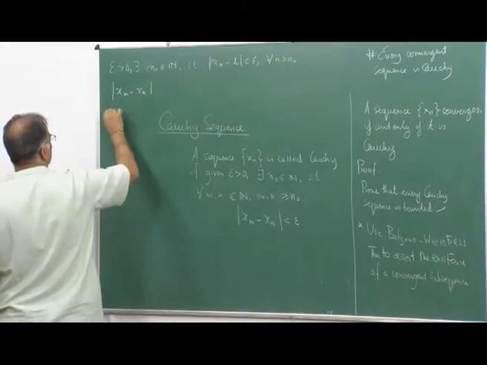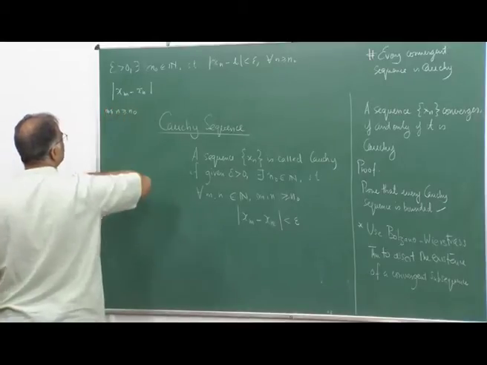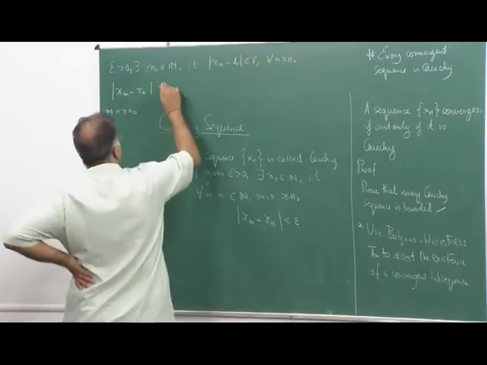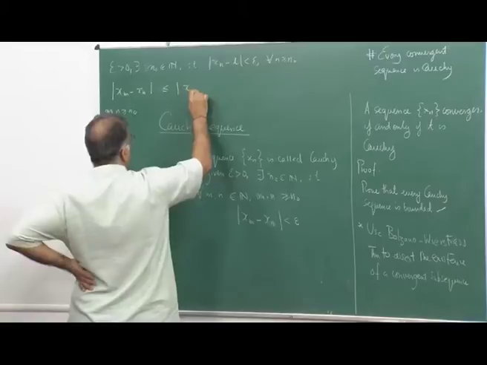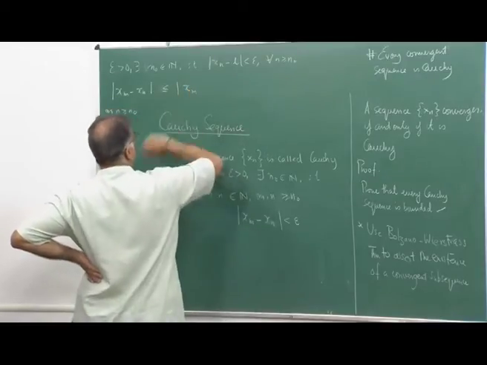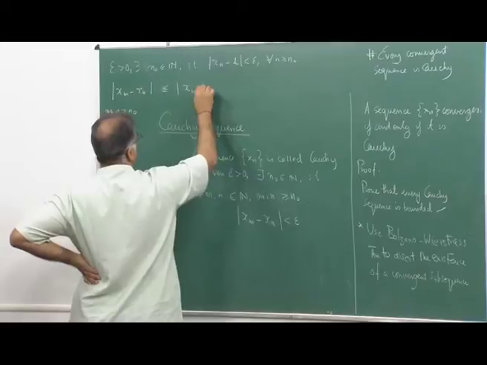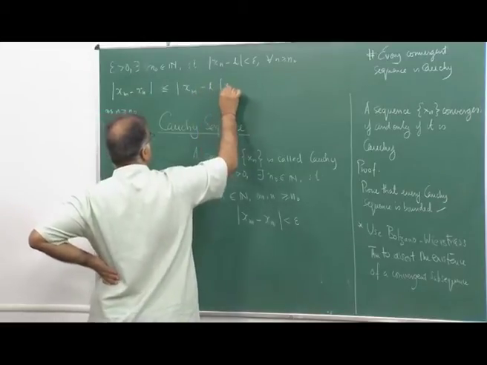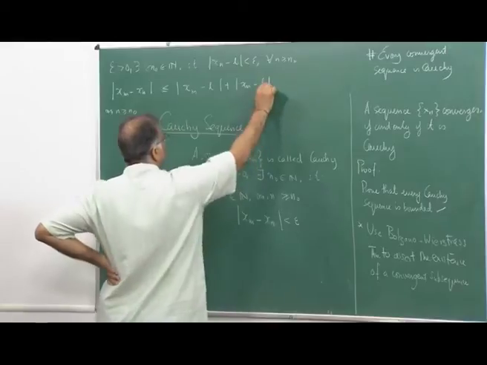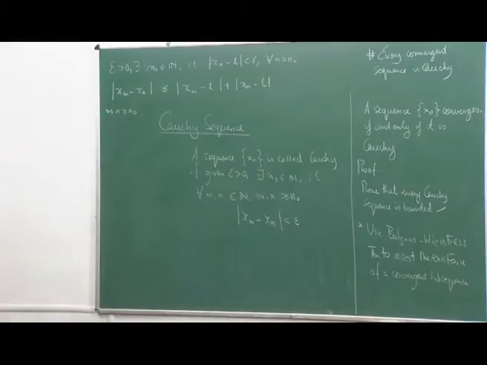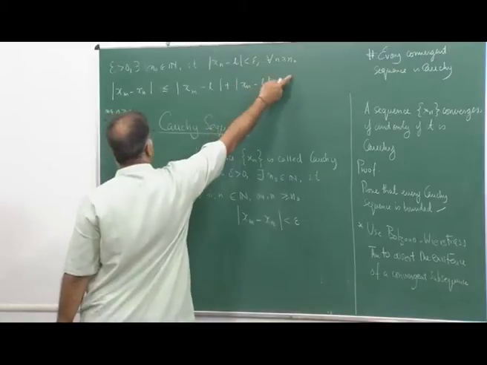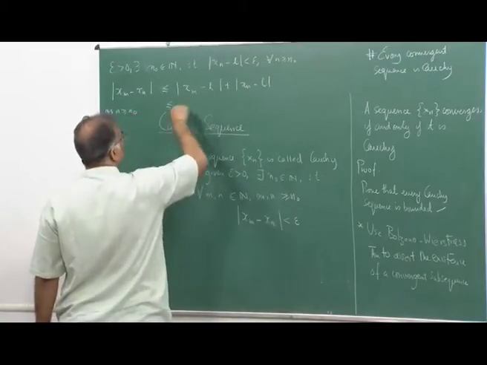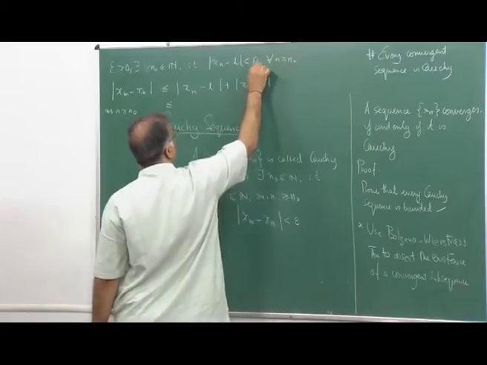So, for m and n both greater than n naught, simply write that this is less than or equal to, you add and subtract L, so xm minus L plus xn minus L. I would not go into the intermediate steps, which you should be able to do. My TAs will do that for you. What does this mean? Both are bigger than n naught. It simply means this is less than, so I can write this as epsilon by 2 if you do not mind.